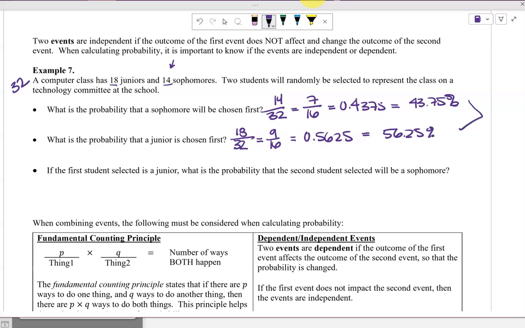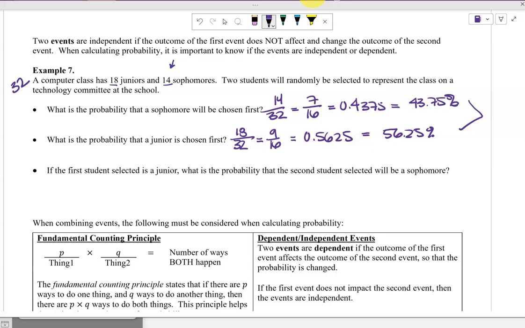Now, it didn't mention it, but I'm going to. Those 2 events happening are complementary. So either a sophomore is going to be chosen or a junior is going to be chosen. There's no other way to do it. So down here, what's the probability that a junior is chosen? Well, that's also the same as saying what's the probability that not a sophomore is chosen. So we could have actually gone back up to this first one and just subtracted these numbers from 1.